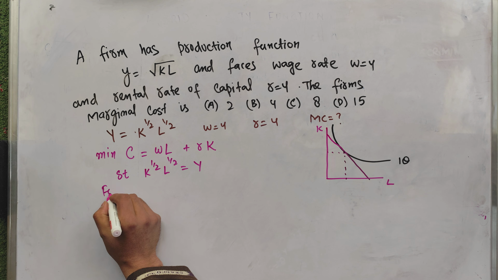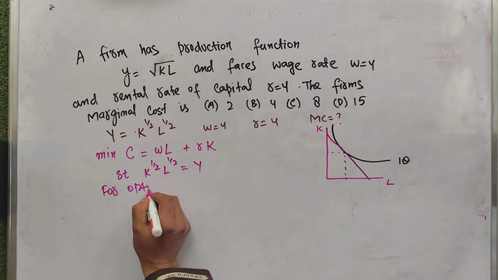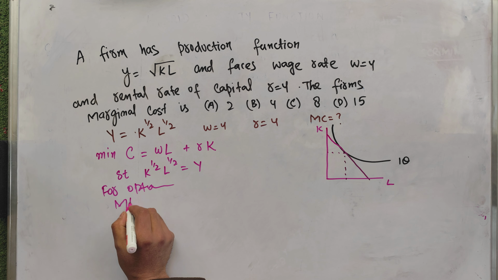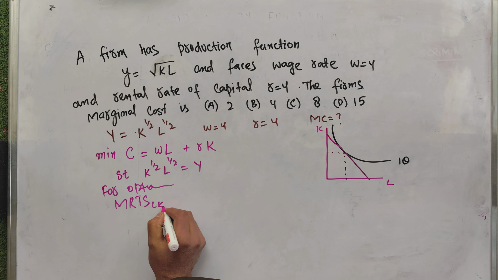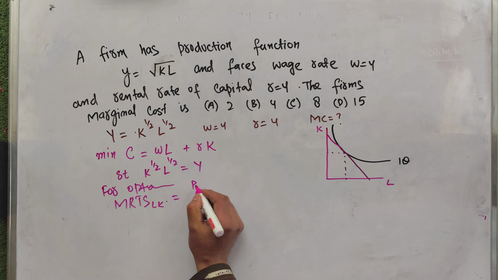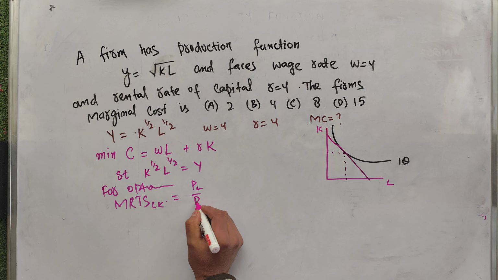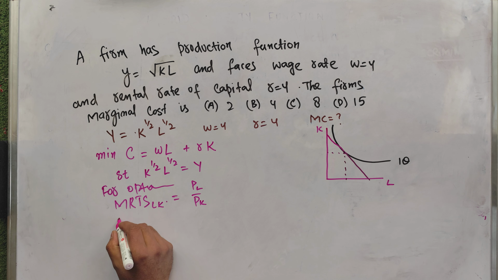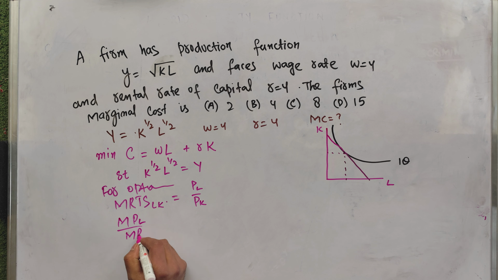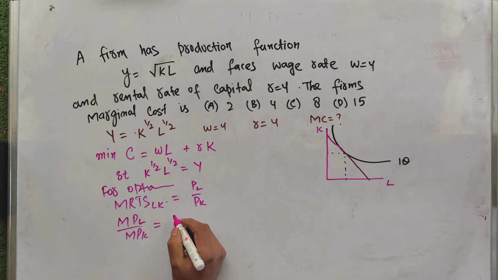For optimality, our marginal rate of technical substitution between labor and capital should be equal to the ratio of the price of labor upon the price of capital. Now MRTS is simply the marginal product of labor upon the marginal product of capital, and it should be equal to the ratio of the prices. Here the price of labor is W, and the price of capital is R.